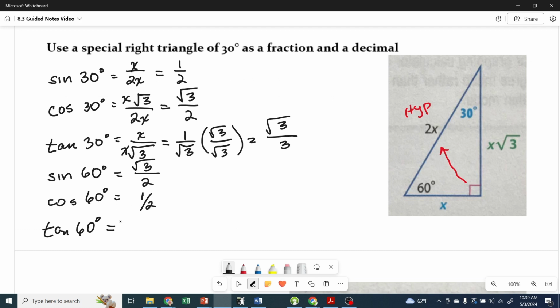Now we get into something interesting, which is the tangent of 60. So that's just x square root of 3 over x. So it's just going to be square root of 3.